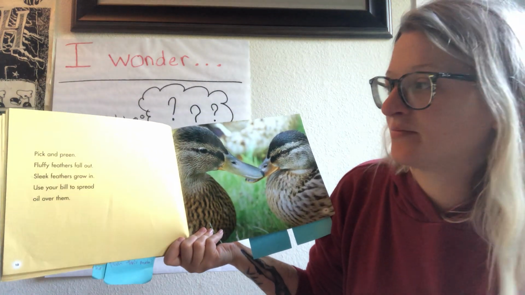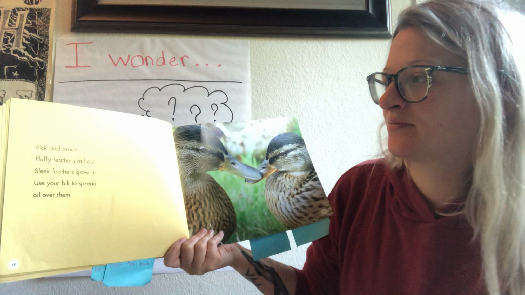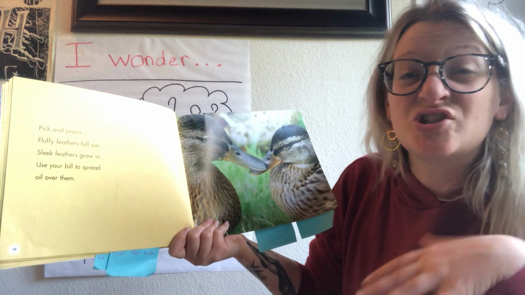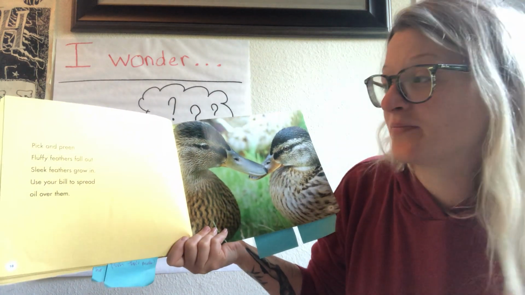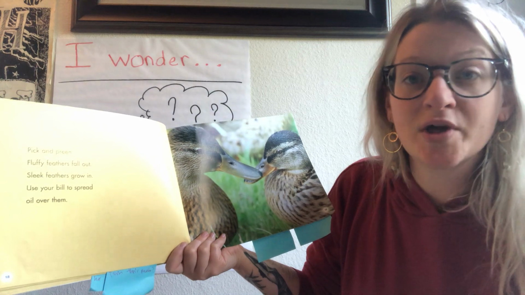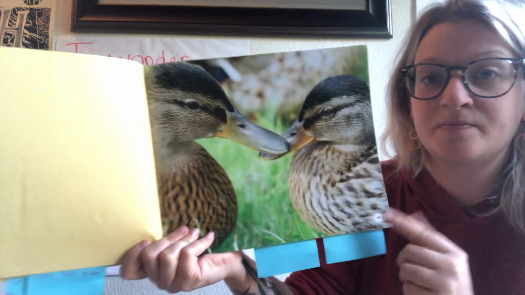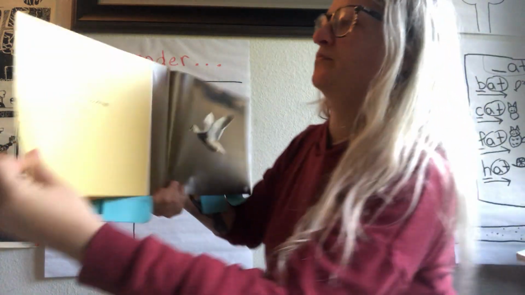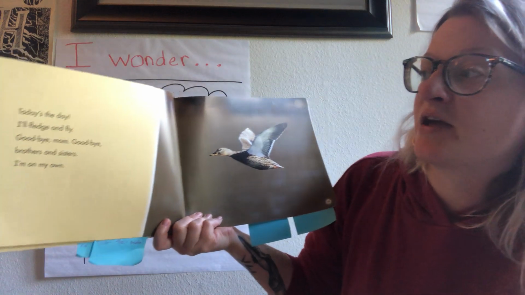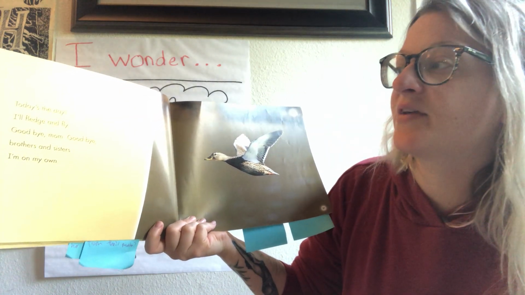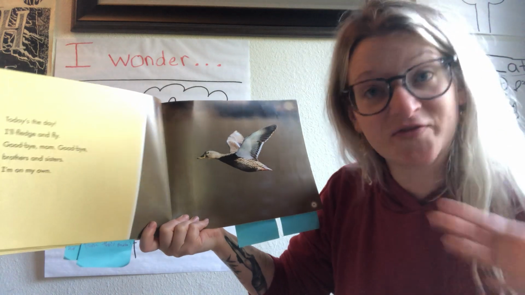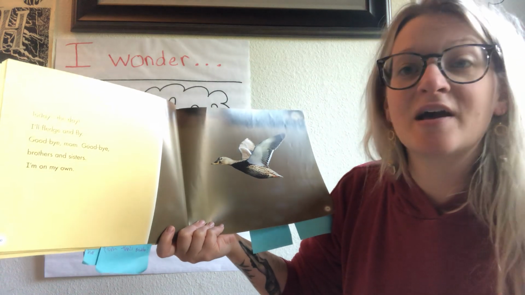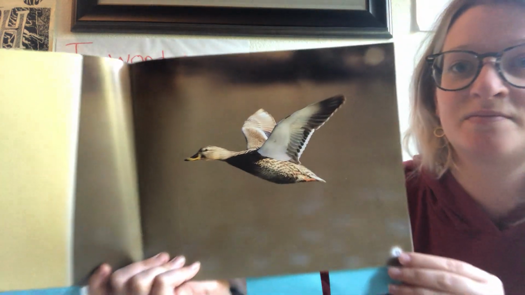Pick and preen. Remember, preen means to clean. Fluffy feathers fall out. Sleek, really smooth feathers grow in. Use your bill to spread oil all over them. Today's the day. I'll fledge and fly. Fledge means you'll lose a little bit of your feathers. Goodbye, Mom. Goodbye, brothers and sisters. I'm on my own now. Goodbye.